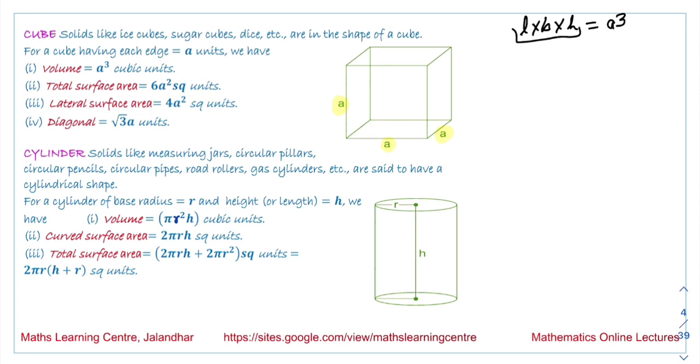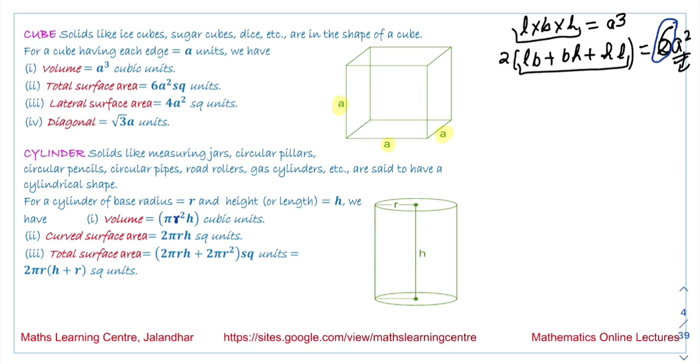Total surface area means the surface area of all the 6 faces. In case of a cuboid, the formula is 2 times length into breadth plus breadth into height plus height into length. In this case, all these values are equal, so we get the answer as 6 times A square. A square is the area of one face of this cube, and 6 times means there are a total of 6 faces.